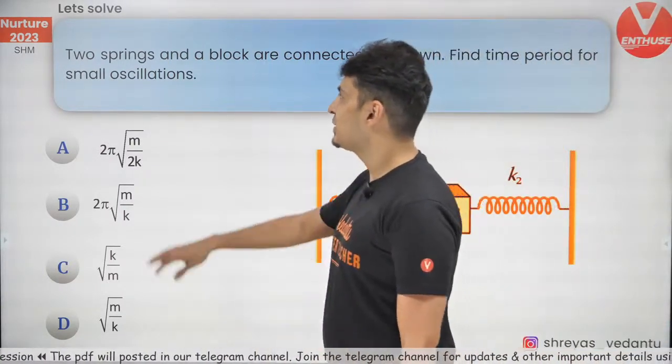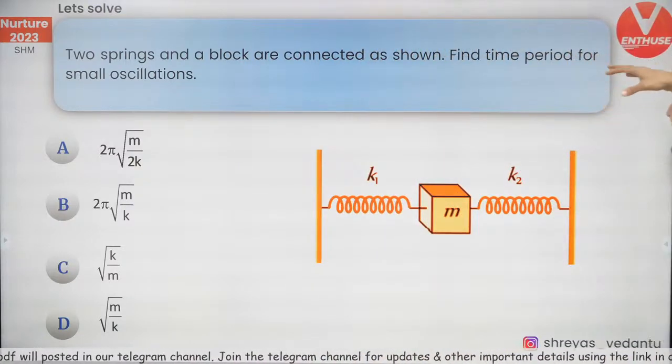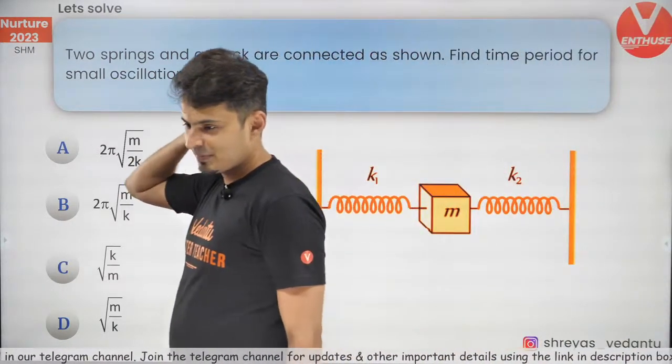Let's see how many of you can solve this question. Two springs and a block system are connected as shown. Find the time period of small oscillation.